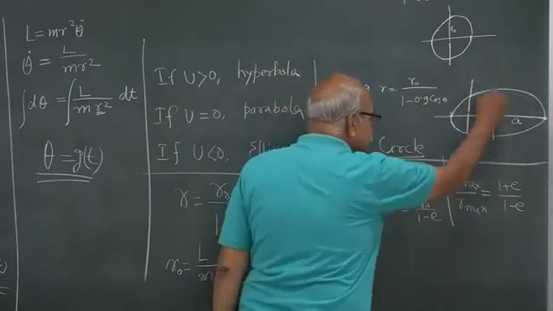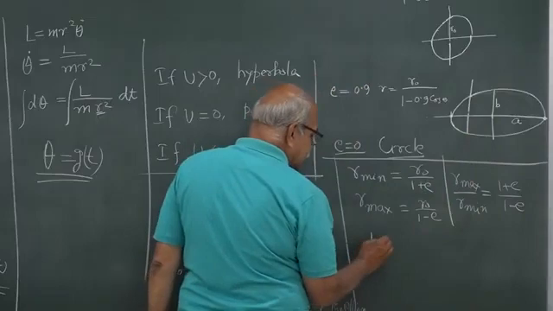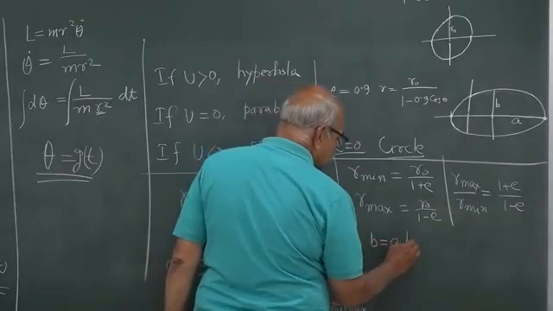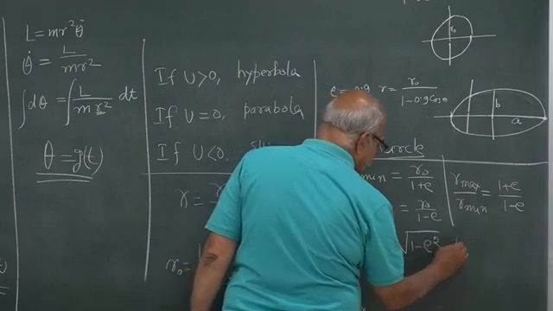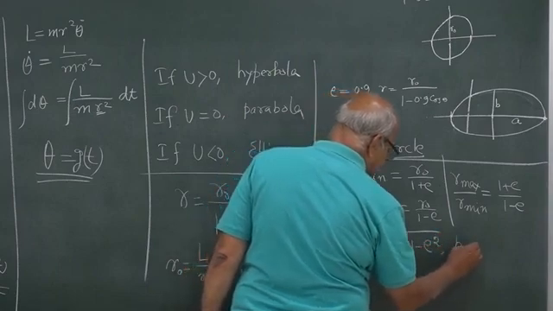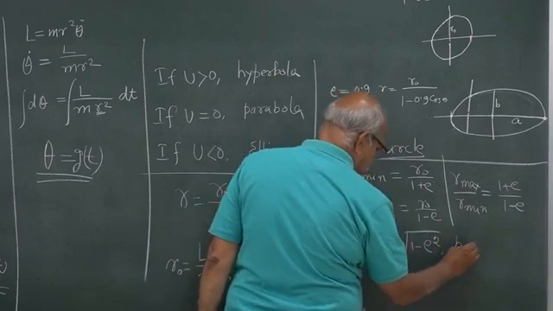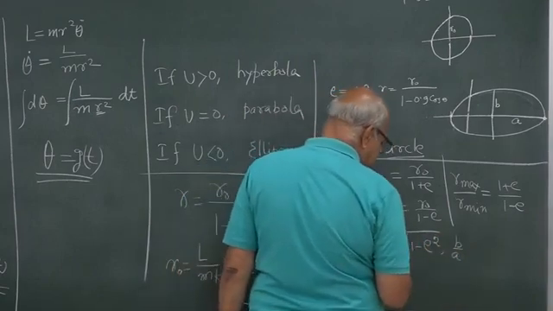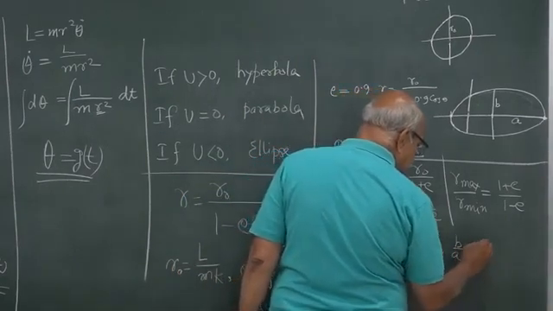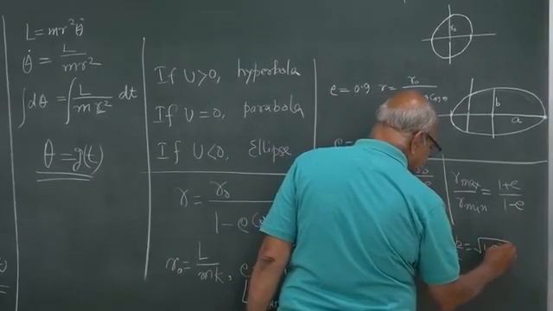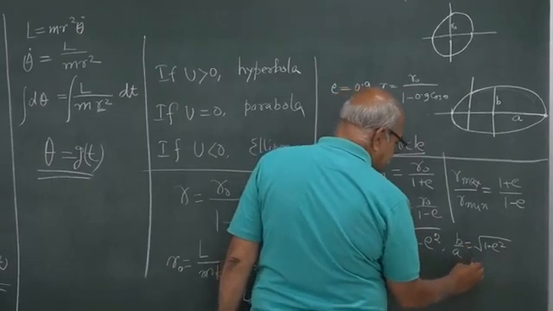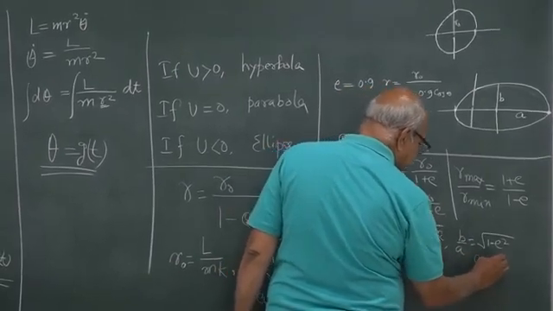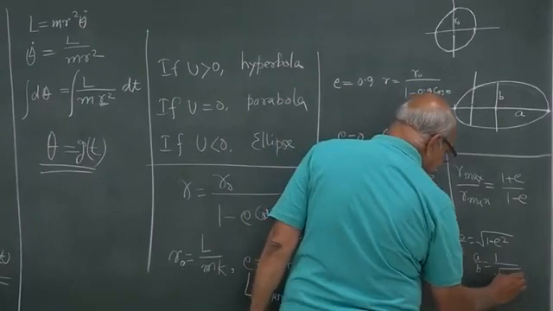And the relation between these two is B is equal to A times square root of 1 minus E square. So B by A is equal to square root of 1 minus E square, and A by B will be the reverse of this, 1 divided by square root of 1 minus E square.